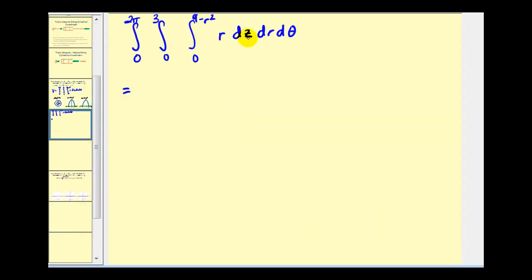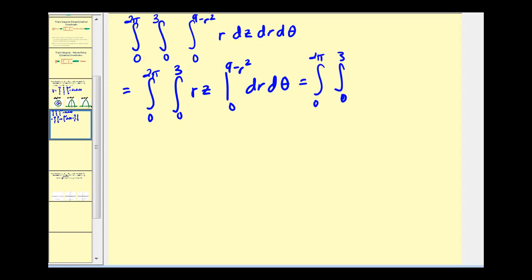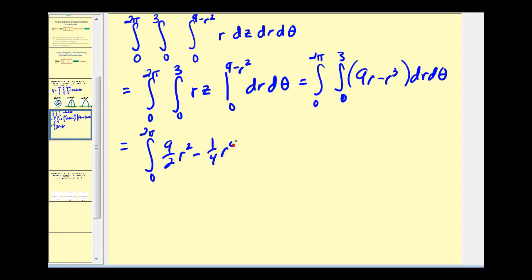We'll first integrate with respect to z, treating r as a constant. That's going to give us rz. Well, when z is equal to 9 minus r squared, we'll have 9r minus r cubed. And then when z is 0, this will be 0. Now integrating with respect to r, we're going to have 9 times r squared over 2, or 9 halves r squared, minus r to the fourth over 4, or 1/4 r to the fourth.